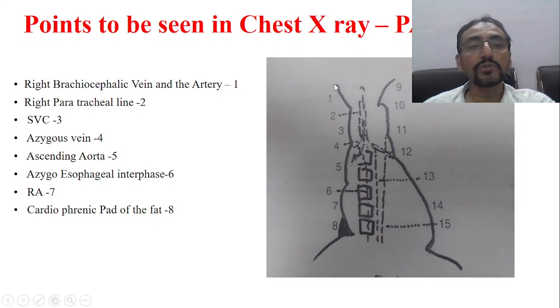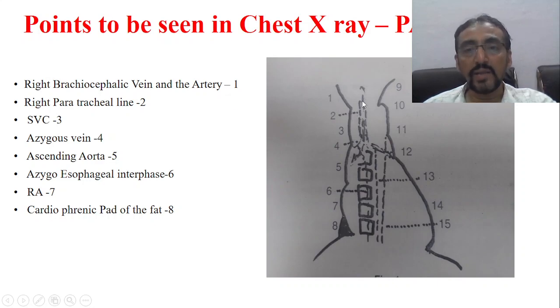Now, in the uppermost portion we have got the right brachiocephalic vein and the artery. So this particular portion on the right side as well as the left side. On the left side there is some difference. In the right side, the uppermost area, if this is the sternal portion, underneath the bone is the sternum. Now this is the area where the right brachiocephalic vein as well as the artery is present. Number 1. The numbering has been given.